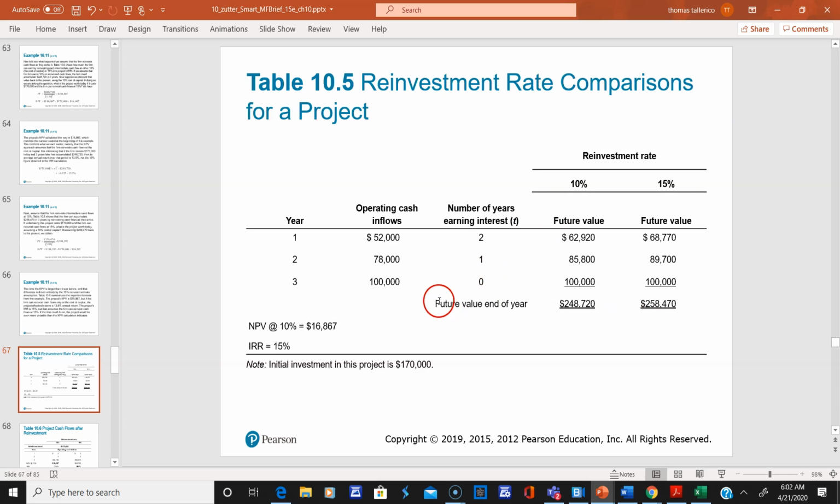So here's the inflows, right? Here's the initial investment. Here's the internal rate of return. So here's the future value at the end of the year at a reinvestment rate of 10%. And here's the future value at the end of the year at the internal rate of return of 15%.